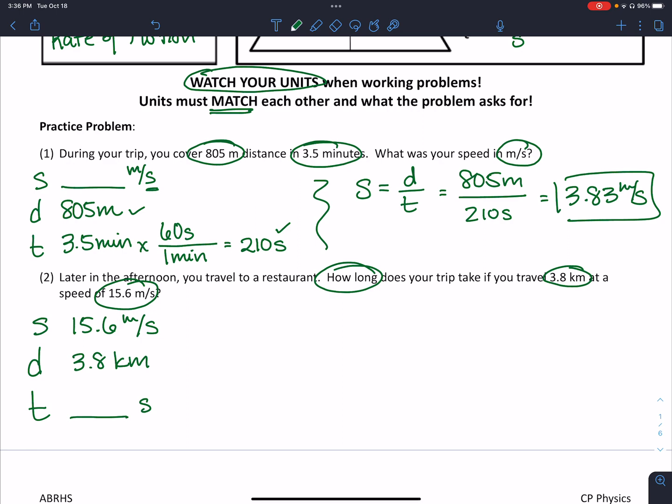All right, so if we look at our units, we've got kilometers versus meters. So those don't work. We need to convert. So we convert those kilometers to meters. And I know that 1 kilometer contains 1,000 meters. So we actually have 3,800 meters. All right, with that conversion, we're all set to use our formula.